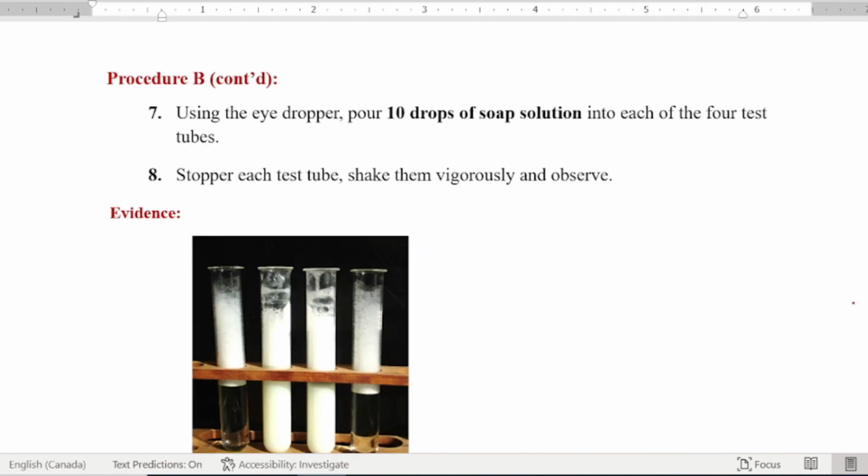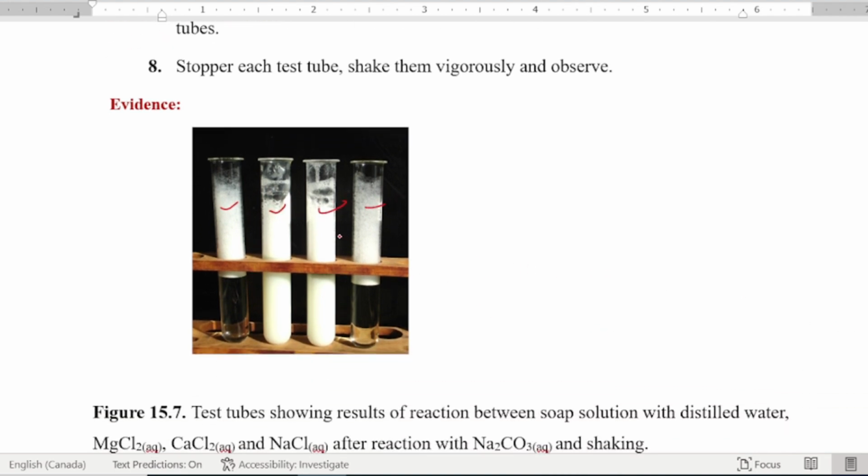Whoa. These lathered up like in the first experiment, for procedure A. Well, look what happens. These lather up exactly the same way like these. Why do you think that happened? Because in these, all the calcium ions and all the magnesium ions are gone. They're in the form of solid precipitate at the bottom here. So there's nothing there to interfere with our soap. That is why you see equal lathering.